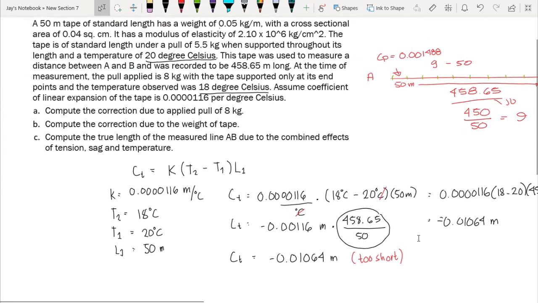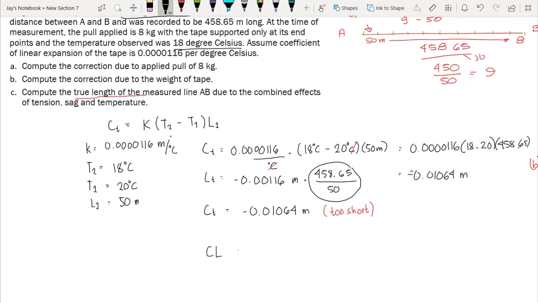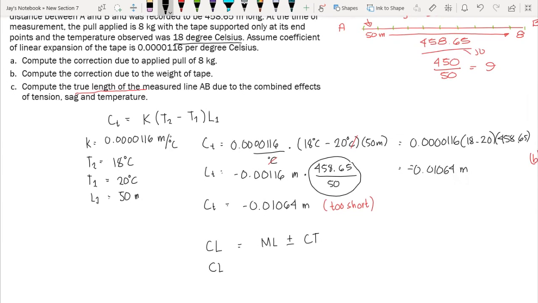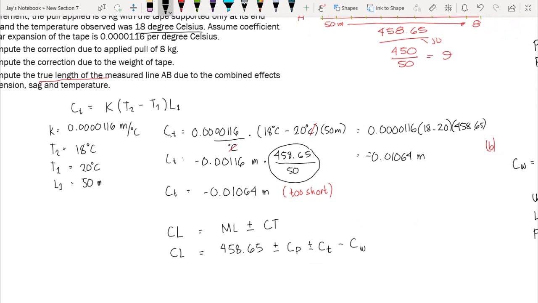Now take note, our answer is negative, so therefore this one is too short. Our goal here is to compute the true length. Now we know that the true or corrected length is equal to the measured length plus or minus the total correction. So we have the corrected length is equal to the measured length, 458.65, plus or minus the correction due to pull, plus or minus the correction due to temperature, minus the correction due to sag or due to the weight, since we always subtract the correction due to the weight or sag.